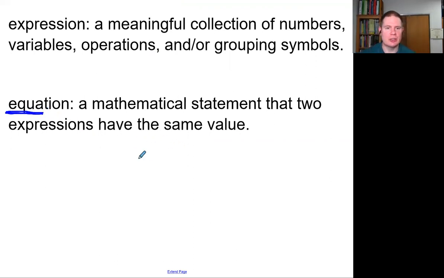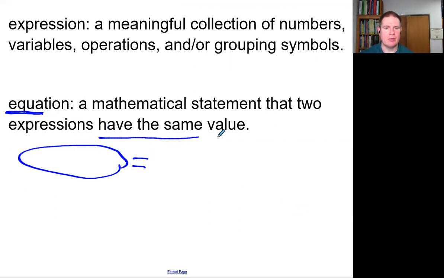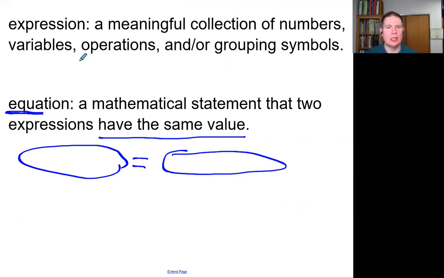Right? So an equation is going to have an equal sign in it. Saying this expression has the same value as this other expression. And what are those expressions? There's some collection of numbers, variables, operations, and/or grouping symbols that's meaningful in some way. So when I write 4 plus 1, what's in that expression? Well, I've got some numbers here, and I've got an operation. And I can understand what that means. The sum of 4 and 1.